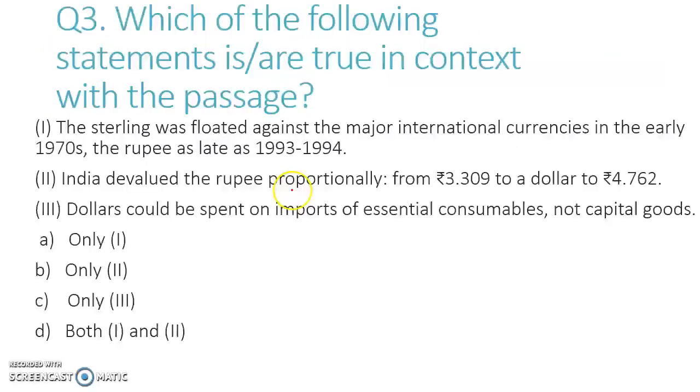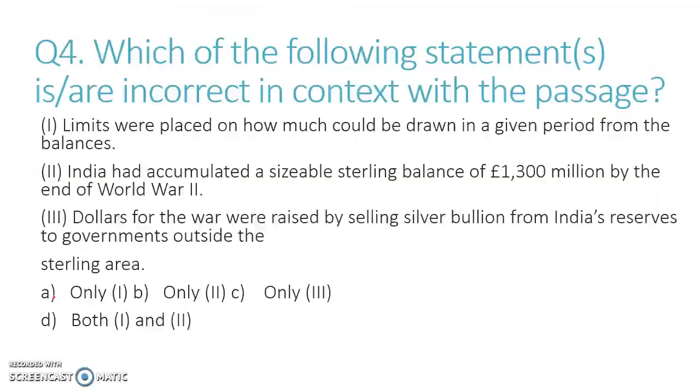The answer is very clear. Which of the following statements is true in context of the passage? The first is not there in the passage. Second, third. All this is not given in the passage. First and second are not given in the passage, so only the third is the right answer.